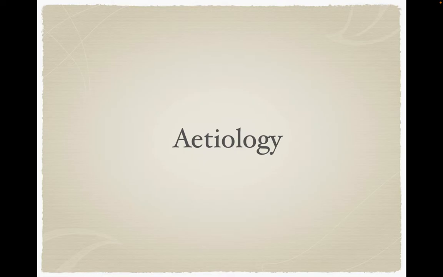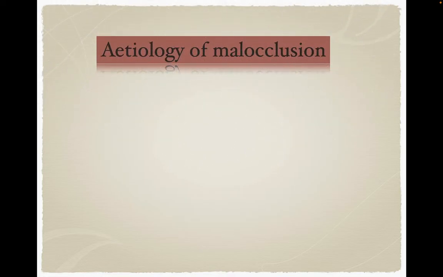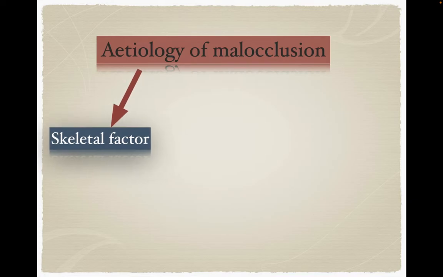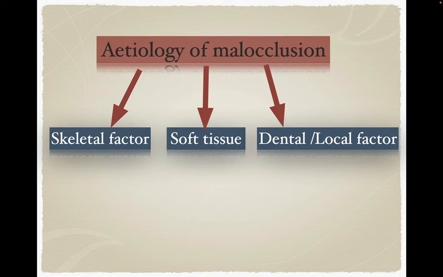So what is the etiology of class 1 malocclusion? When you say class 1, the incisor relationship is normal. So what is the abnormality in this kind of malocclusion? Let's look at the skeletal, soft tissue and dental or local factors. It's always like this when you discuss the etiology of a malocclusion.